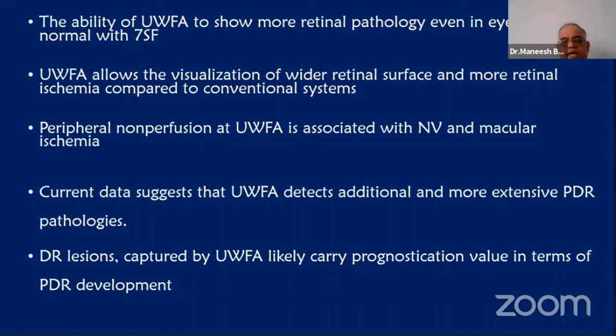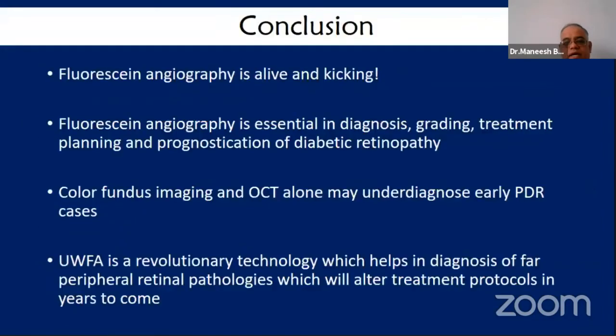Peripheral non-perfusion and neovascularizations can be picked up, and the current data suggests that these ultra-wide field images show additional and more extensive PDR pathologies. DR lesions captured by these images are likely to carry prognostic value in terms of PDR development.